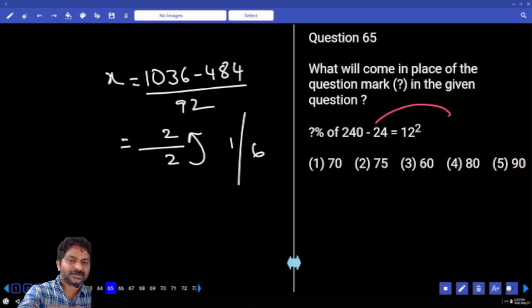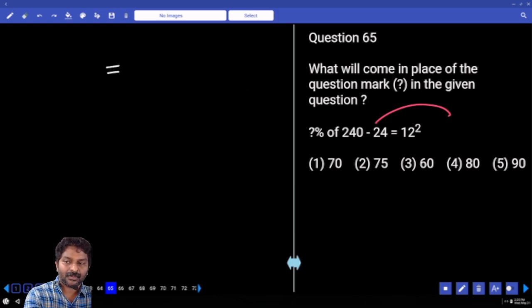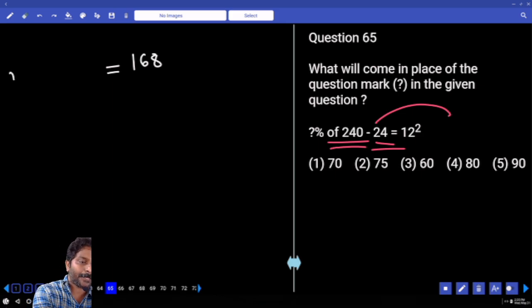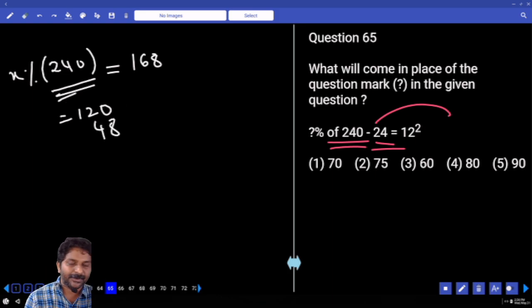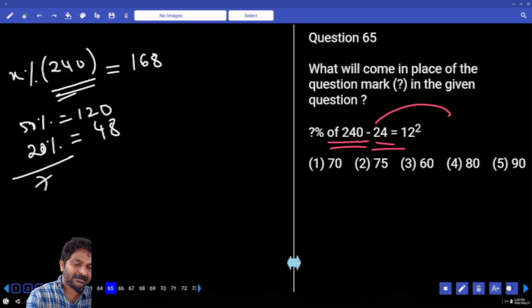Minus 24 goes to the other side. 12 square. 144 plus 24. 160 should be calculated as a percentage with respect to 240, right? What is 50 percentage of 240? 120. To make it 168, how much more do we need to add? 48 is what percent with respect to 240? 50% earlier, now 20%. Both together.